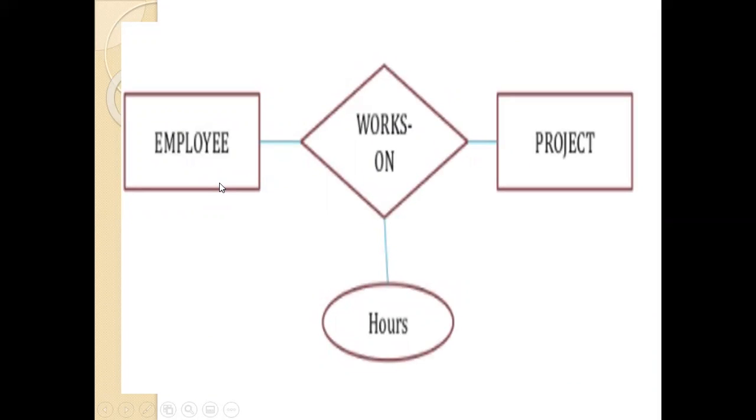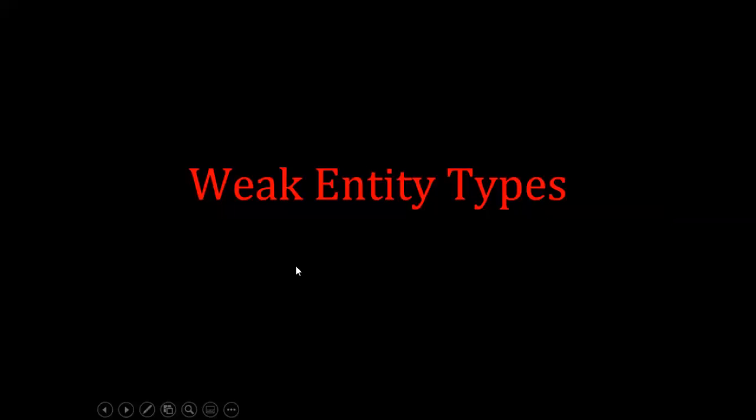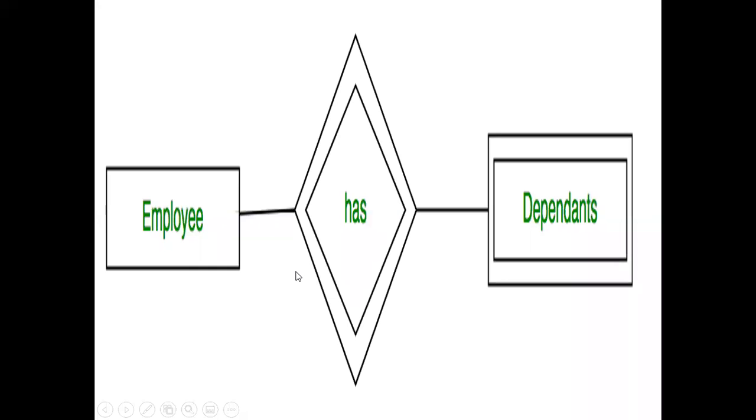Similarly, an employee works on a project. For how many hours is he working on the project? Now this hours is an attribute of the relationship type Works On, not of the employee or the project. So here we have given some examples of properties of a relationship type, that is, attributes of the relationship type. Then the weak entity type we have discussed.